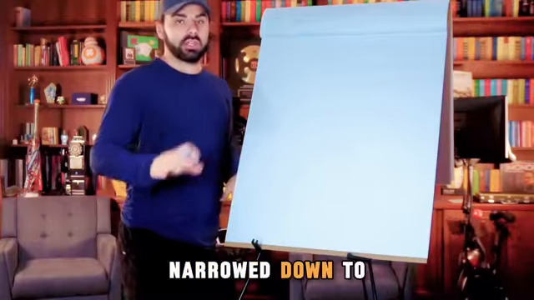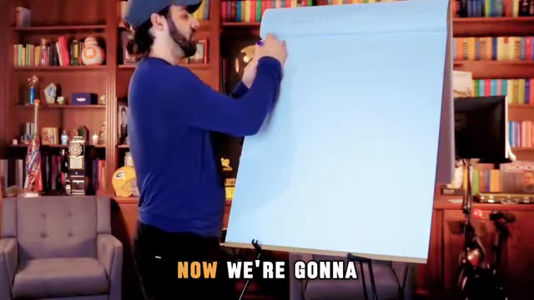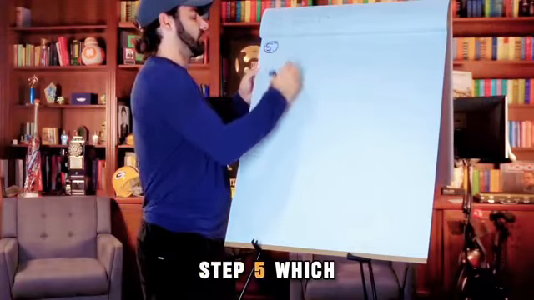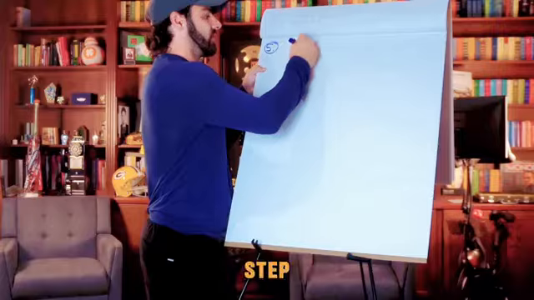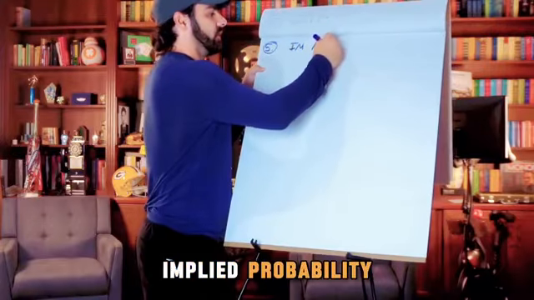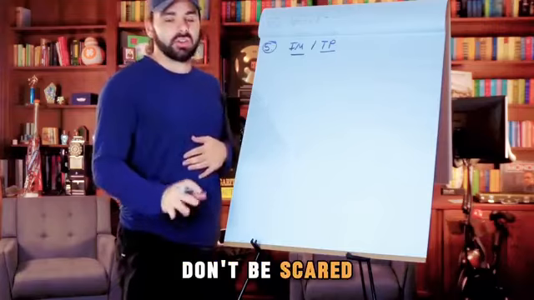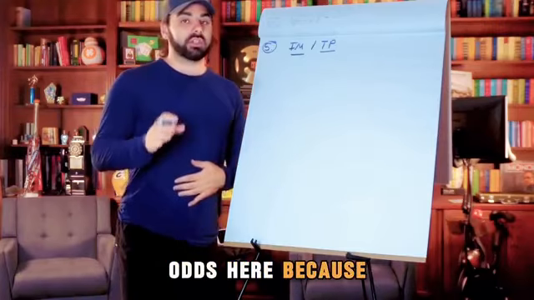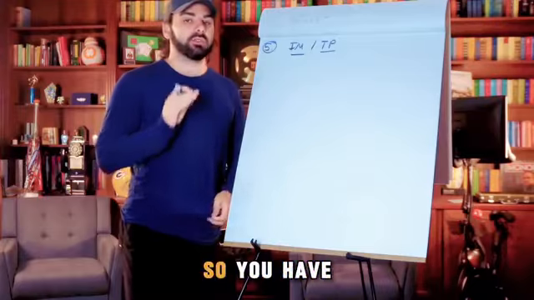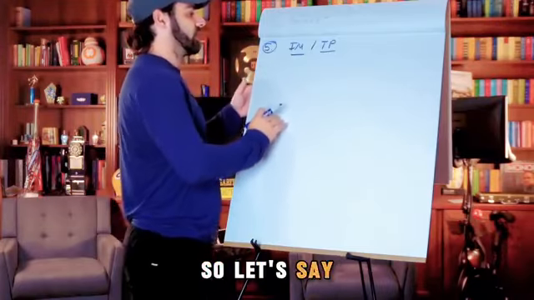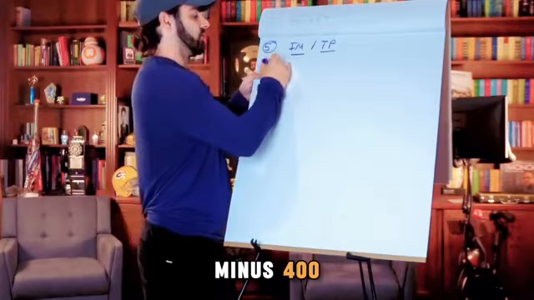Now once you've narrowed down to your couple players that you have, now we're going to get to step 5 here. Step 5, which is going to be the last step, which is the implied probability versus the true probability of that happening. Don't be scared of the higher odds here because, like I said, this play wins 85% of the time, so you have room to work. So let's say, for example, a minus 400. Minus 400 has an 80% implied probability, all right? So an 80% implied probability there.